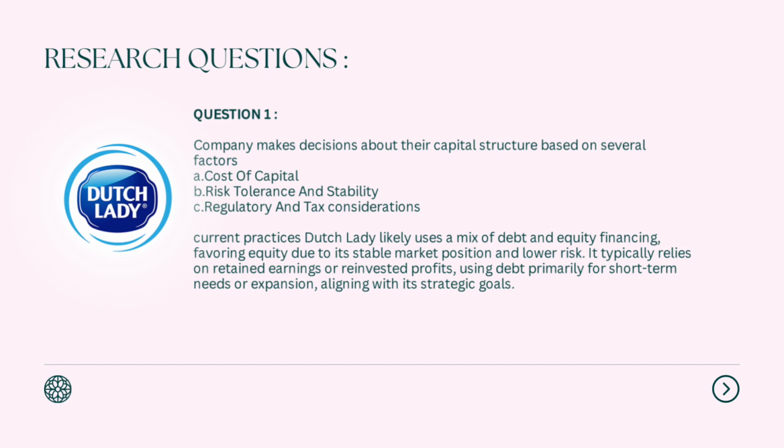So next is the research question. So the first question is, how do companies make decisions regarding their capital structure and dividend policy, and what current practices are they employing to optimize their financial performance?